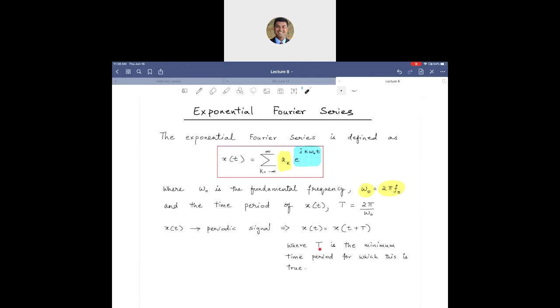Note, capital T is the minimum time period. You can obviously go 2 times that, 3 times that, and it will also be periodic at those times. But capital T is the minimum time period for which this is true.